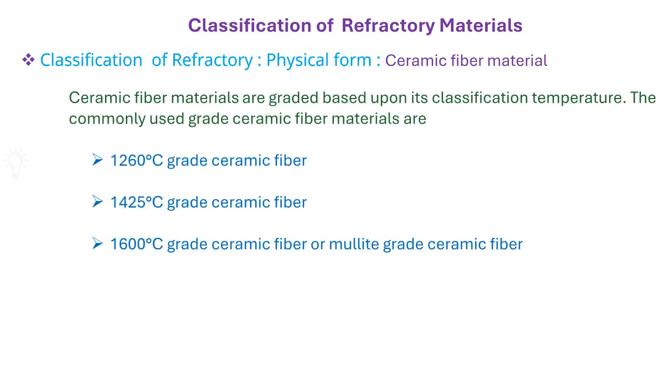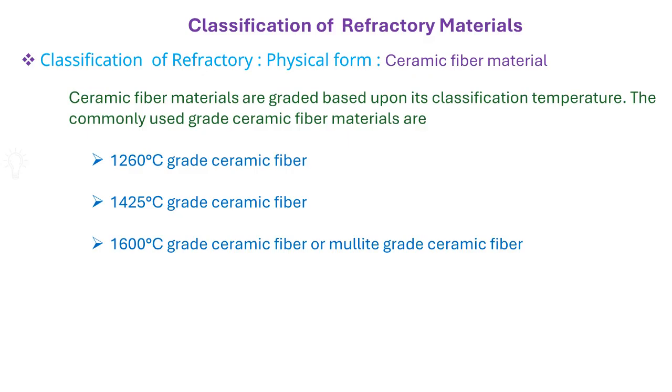Ceramic fiber materials are classified based on how much heat they can handle. This is called the classification temperature, the maximum continuous operating temperature at which the material can still maintain its properties. The most common grades are grade 1260 degrees Celsius. This is the entry-level ceramic fiber. It works well for moderate temperature applications up to 1260 degrees Celsius.